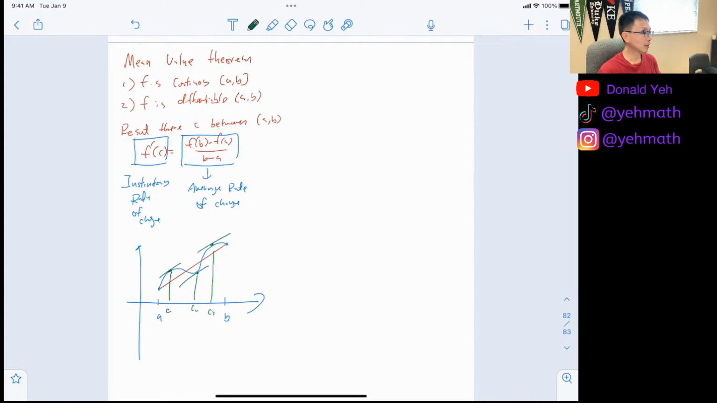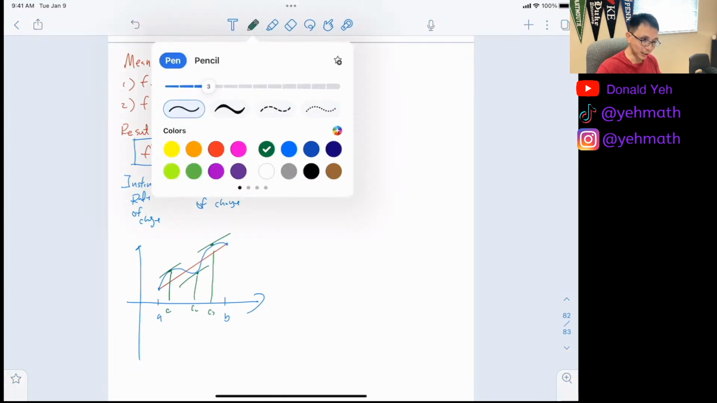Wait, Mr. Ye, does this matter if it's an f of x graph or an f prime of x graph? F of x graph. Would it ever show you the f prime of x graph? Okay. All right, so what's the next theorem?